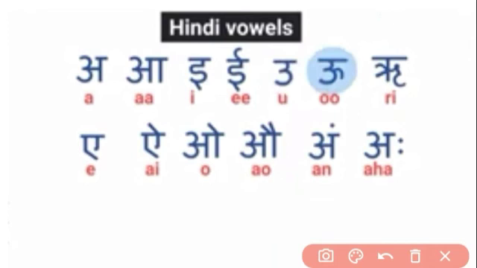Children, what is the next letter? Next letter Oo. How to write Oo? First you draw two semicircles and draw a short tail from the middle. Finally draw a sleeping line on the top.